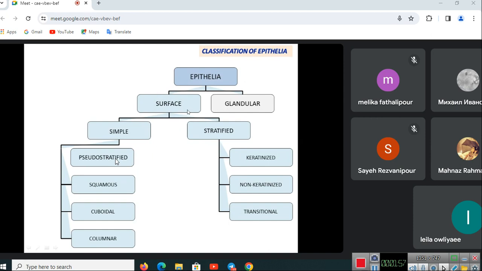Surface epithelia cover the body from outside and line the body cavities and hollow organs from inside. And surface epithelia are then subdivided into simple and stratified. Simple epithelia are subdivided into pseudostratified, squamous, cuboidal, and columnar, depending upon the shape of the cells and their location in these epithelia. And stratified are subdivided into keratinized, non-keratinized, and transitional. So we will discuss all the types of epithelial tissues now.